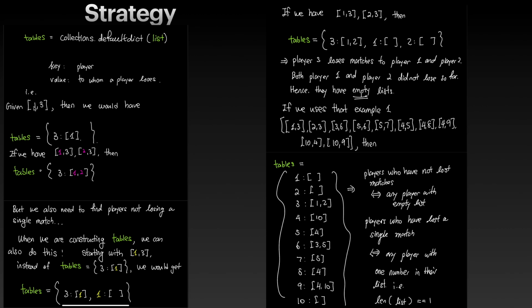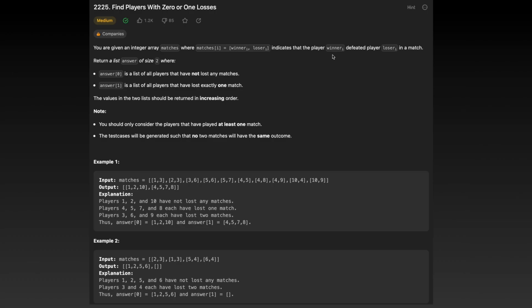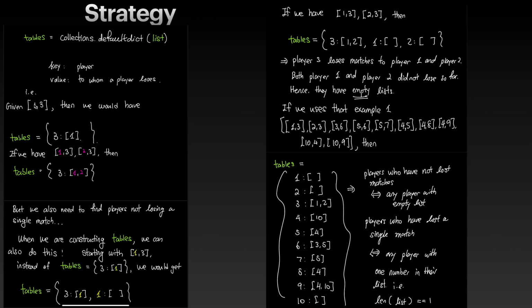If I give you 1, 3, the first number is the winner, and the second number is the loser. So in this case, player 1 is the winner and player 3 is the loser. The way we construct tables is that the key will be the player that loses the match, and the values will be all the players that player 3 lost to. So this means that player 3 lost a game to player 1. That's how you think about this.